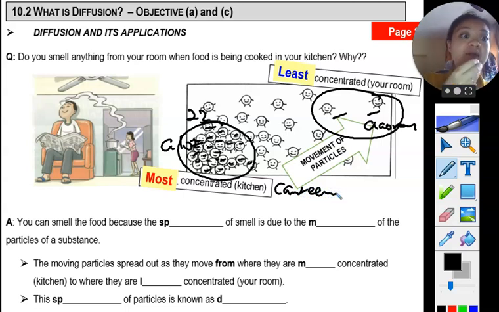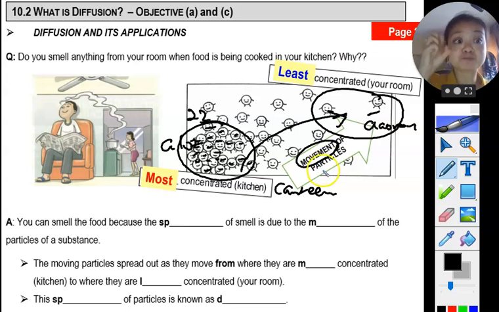How come you can smell the food from your classroom, from the canteen? It seems to be moving from the canteen all the way to your classroom. This is the movement of the particles. So I think you can predict that the smell seems to be doing something. It seems to be spreading, right? So there seems to be a spreading of smell.